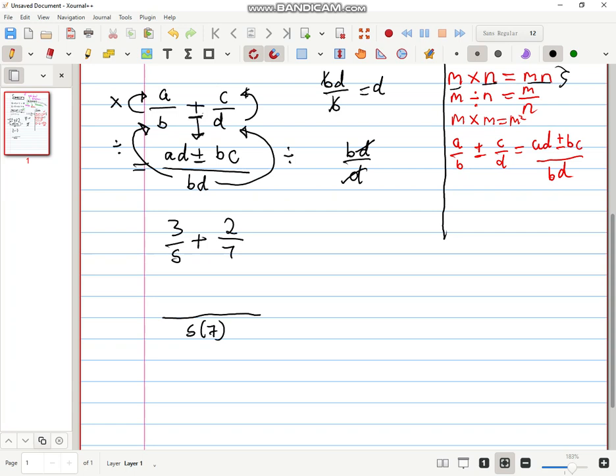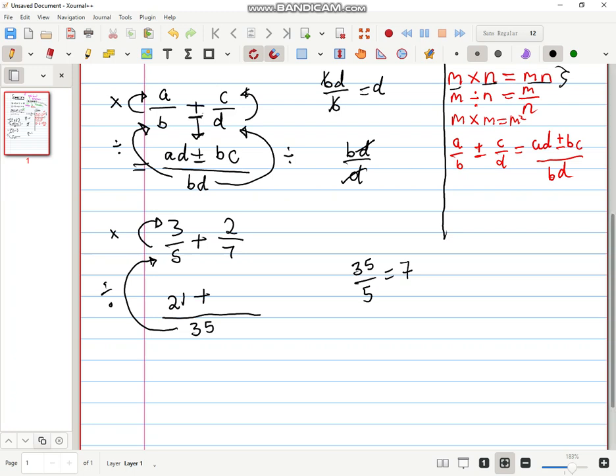So 5 and 7 is 35. Let's multiply them. 5 times 7 is what? It's 35. So we say, okay, fine, 35 divided by 5 equals 7. So we take this, we divide it by this, then we got what? We got 7. We take the 7, we multiply it by 3.